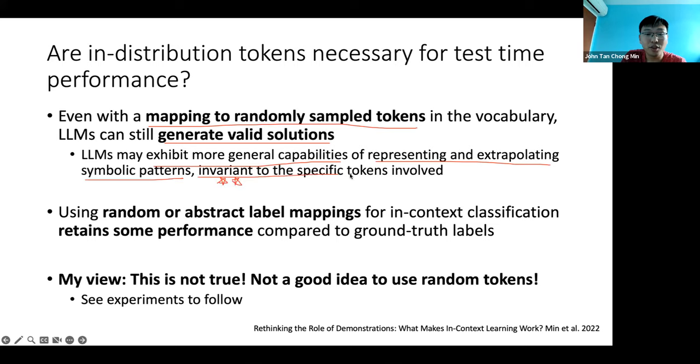This is a very, very strong claim, and it's a claim that I'm going to show is not true. If you put random tokens, it will hurt performance. Yeah, with some tokens, because the tokens still carry some semantic meaning.